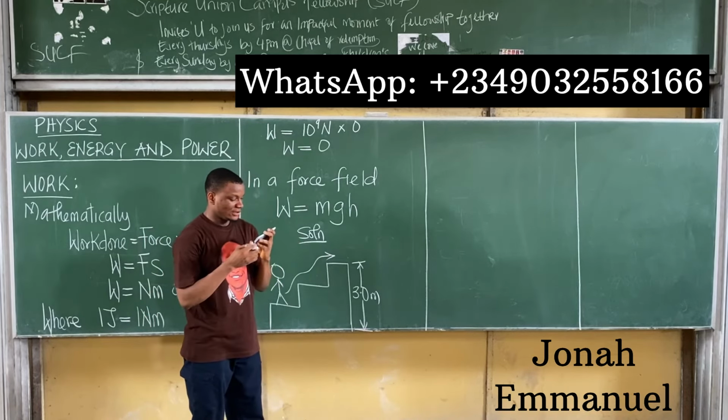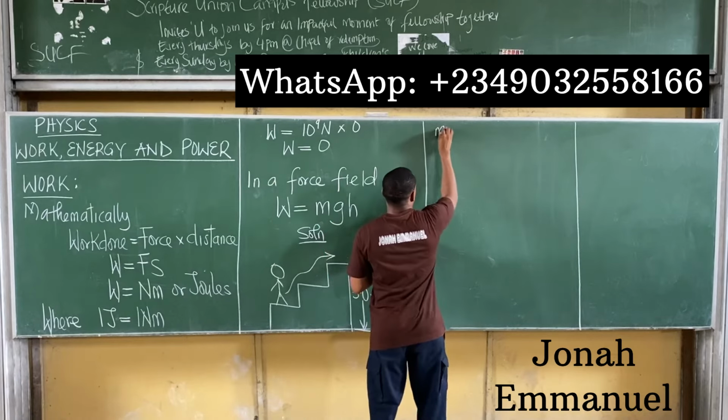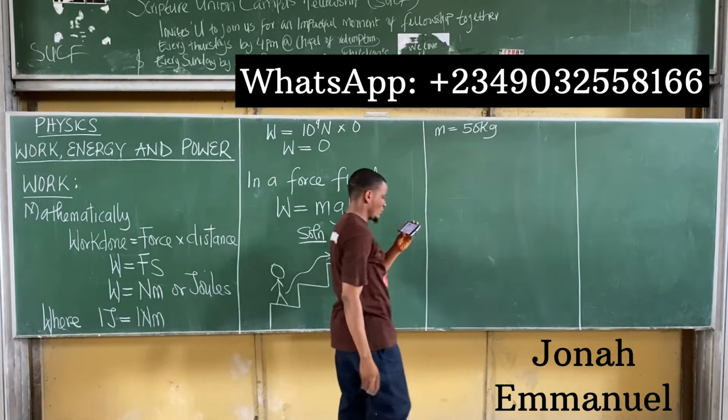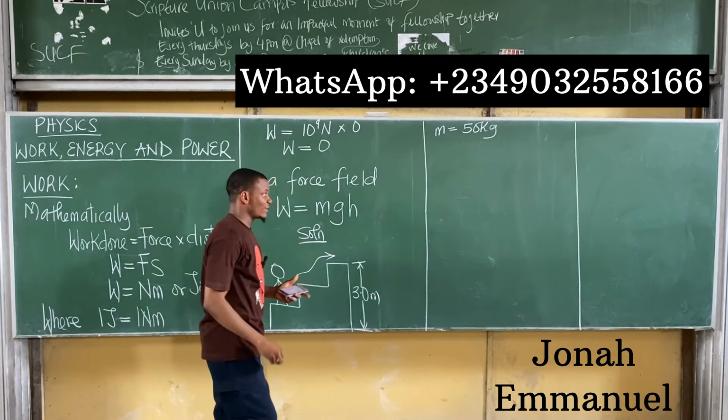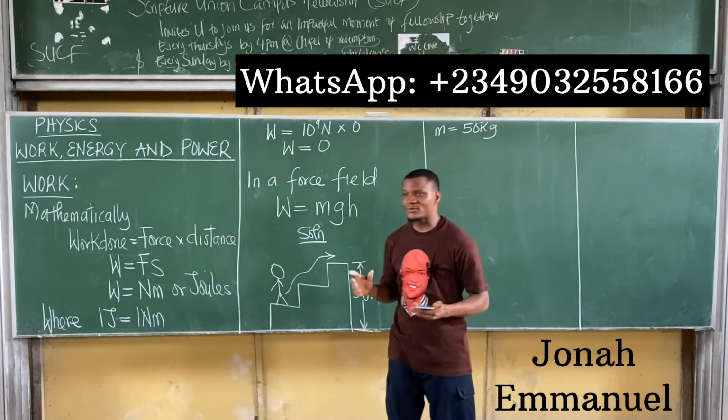And it said the mass of the boy is about 50 kilogram. So I'll take mass M as equal to 50 kilogram. Okay, we have to find the work done against gravity. Now, here's what to note, please.